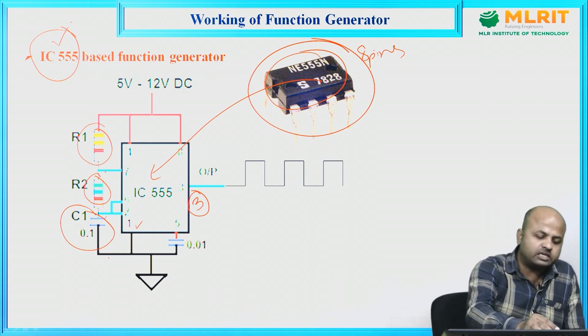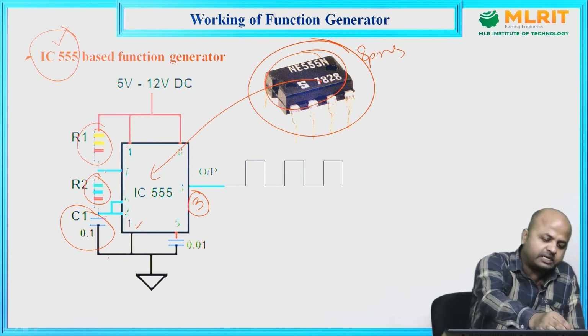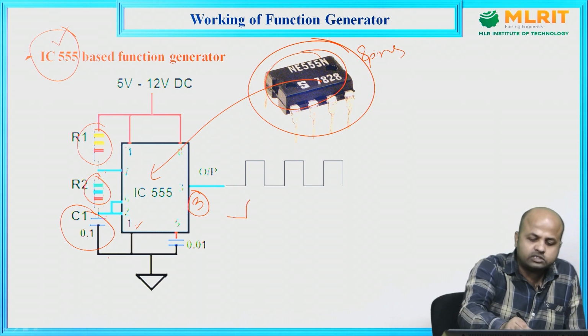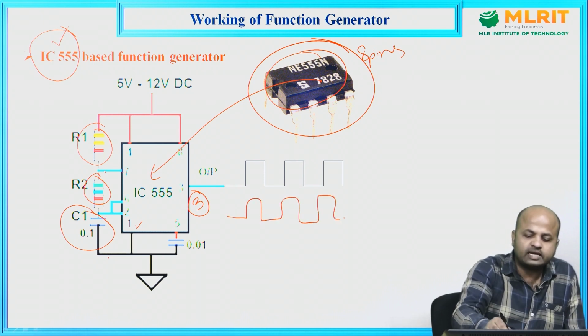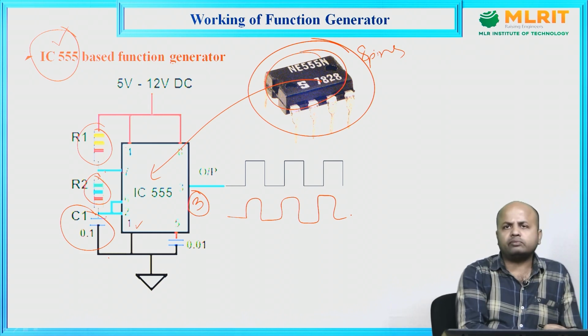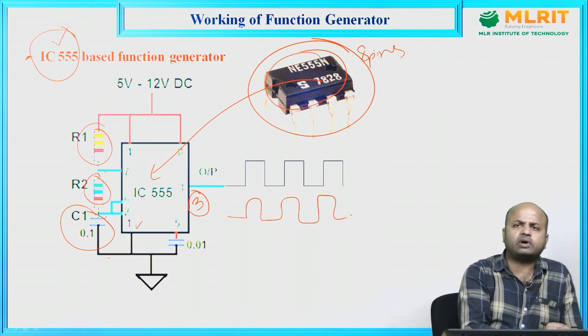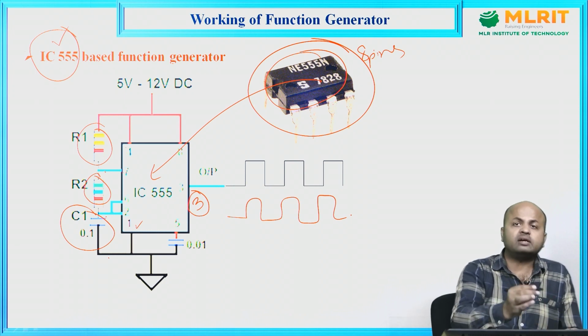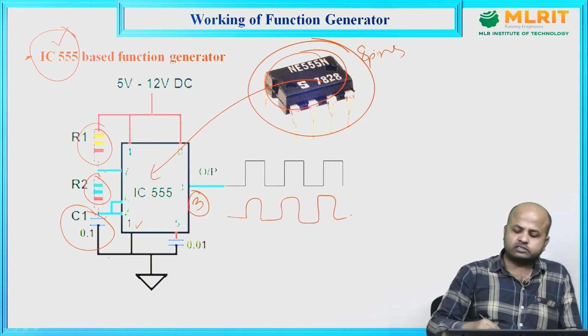If you do the circuit arrangement like that, you will get one square wave as shown in the figure. So basically from IC 555 we can get a square wave signal. But how to get the other two waves, triangular wave and sine wave? We will see in the next slide.